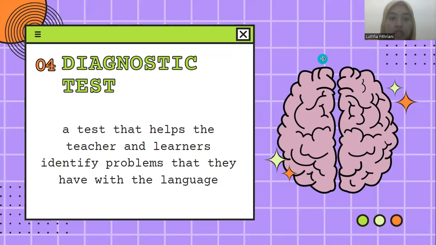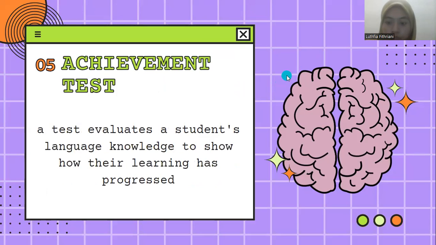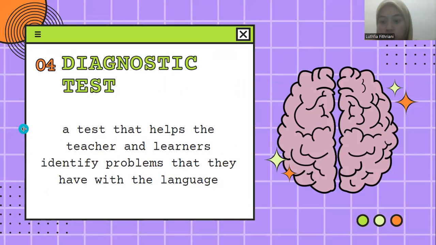The fourth type of test is the diagnostic test. A diagnostic test is a test that helps the teacher and students identify problems that they have with the language. For example, a pretest. At the beginning of the course, the teacher gives the students a diagnostic task to see what areas of language need to be in the syllabus.